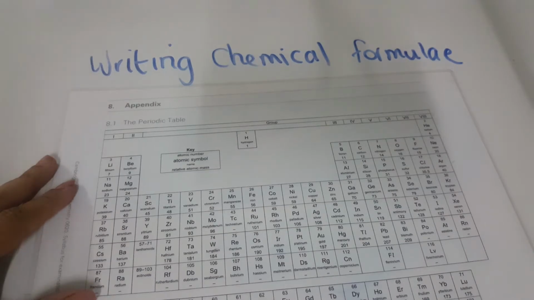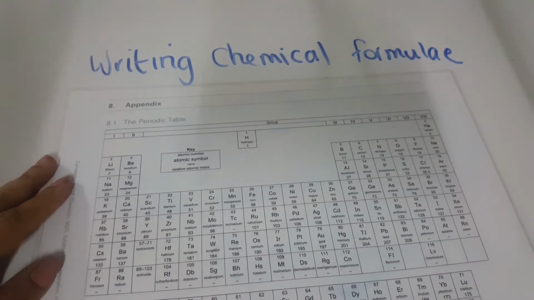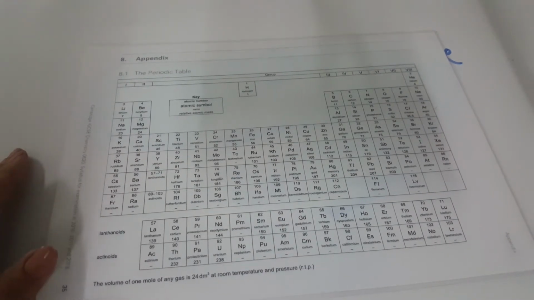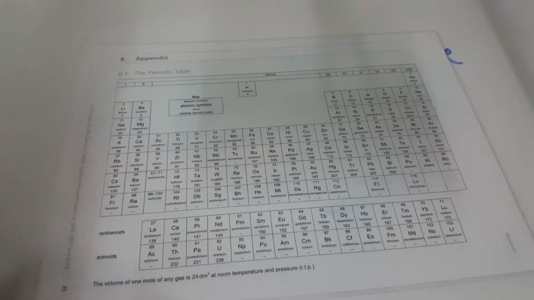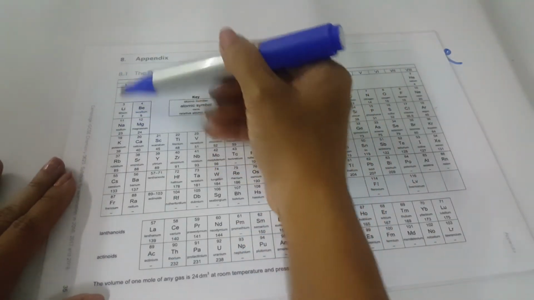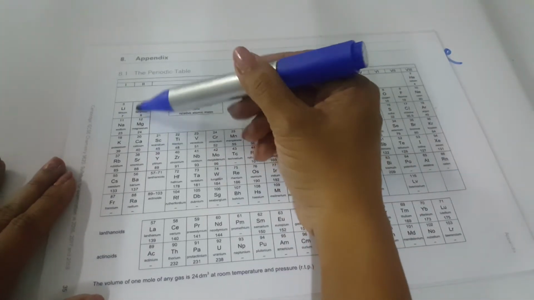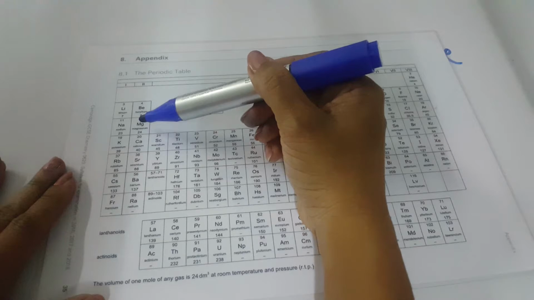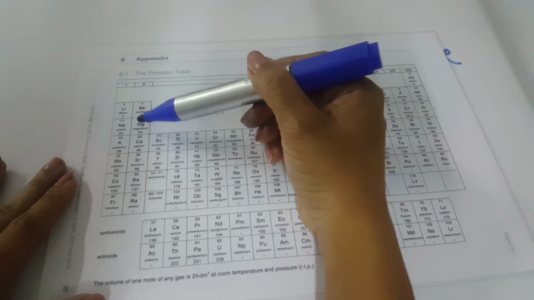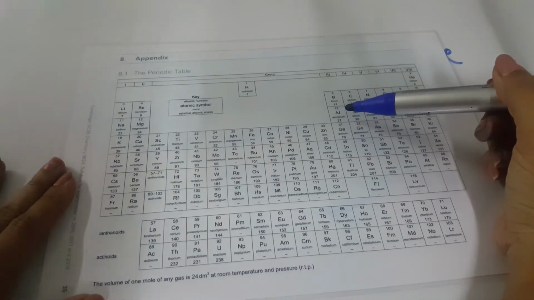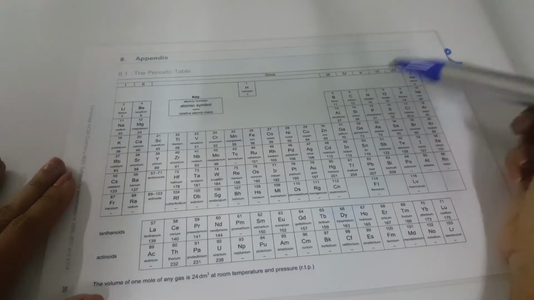Alright, to write a chemical formula, first of all, you will need your periodic table. In the future, we're going to learn about valencies, but valency is basically the combining power. Let's say, for example, sodium is in group 1, so it can combine one time with another atom. Magnesium, being in group 2, can combine 2 times with another element. Aluminium, being in group 3, can combine 3 times with another element.